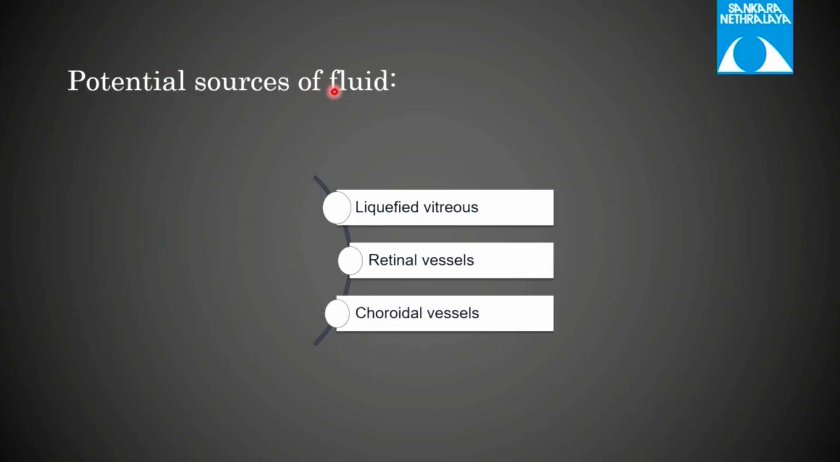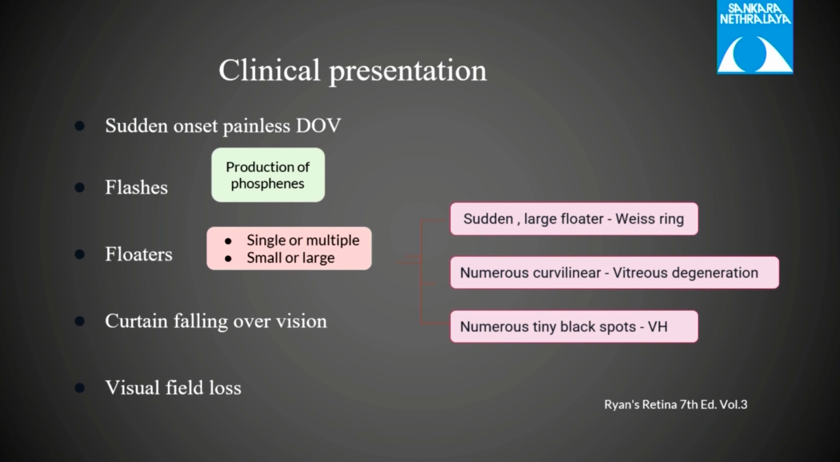What are the 3 potential sources of fluid that accumulates between the retinal layers? They are the liquefied vitreous, fluid from the retinal vessels, and fluid from the choroidal vessels. Now we will go into the clinical presentation of retinal detachment.